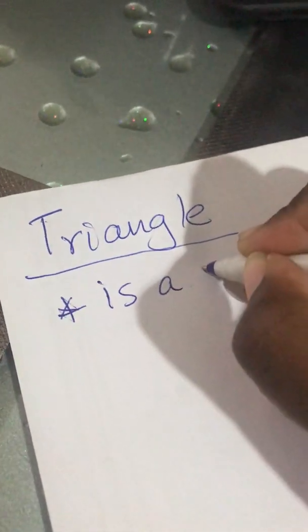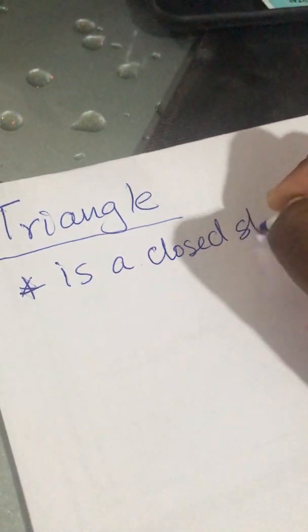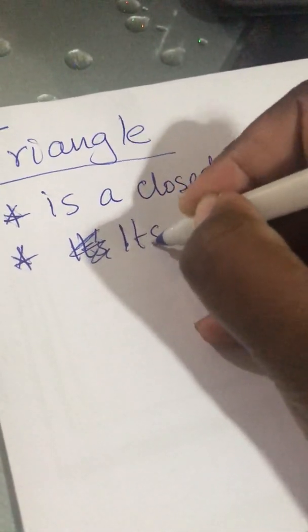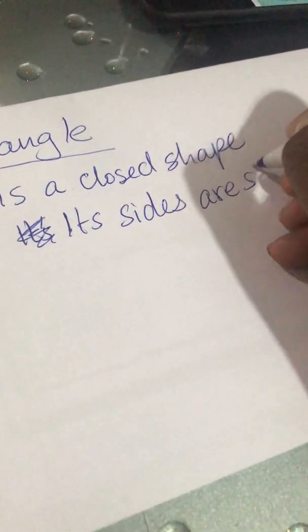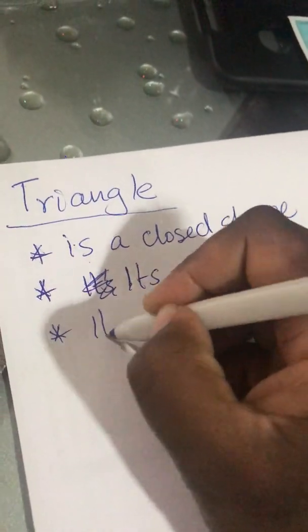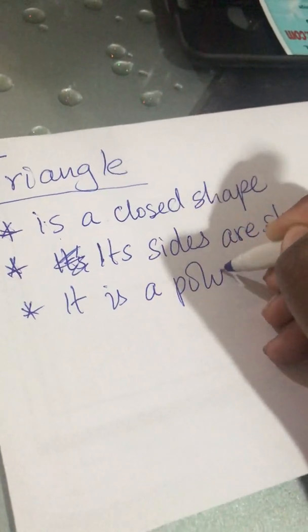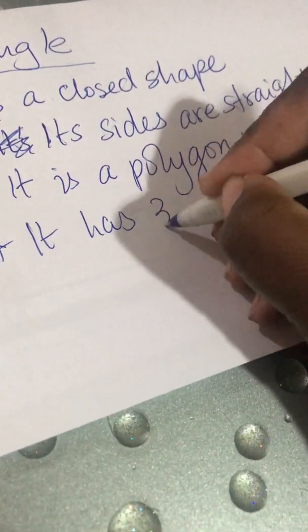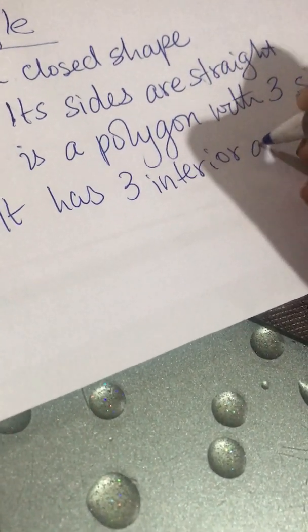So, a triangle is a closed shape. Okay? It has sides, and its sides are straight. So because it is closed and the sides are straight, it is a polygon. It is a polygon with 3 sides. And because it has 3 sides, it has 3 interior angles.